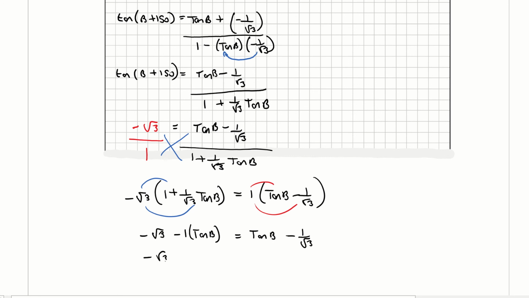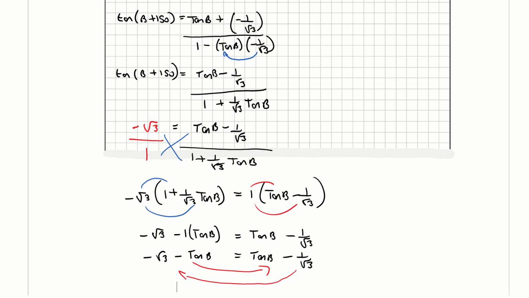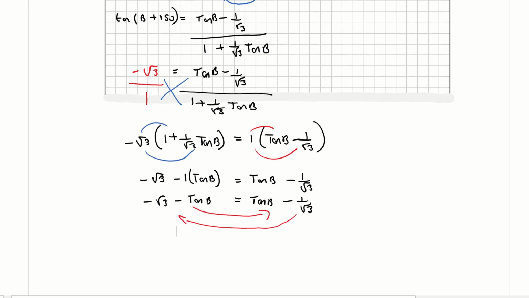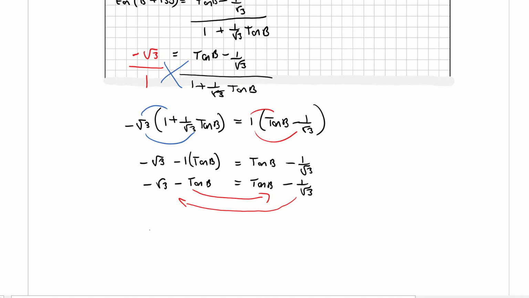Actually multiplying in that 1, so let's just write it in, that just gives me minus tan b is equal to tan b minus 1 over root 3. Okay, moving tan b's to one side and numbers, constants to the other. So I'm going to add tan b to both sides and add minus 1 over root 3 to both sides. So what does that tidy up as? That's then going to give me minus root 3 plus 1 over root 3 is equal to tan b plus tan b.